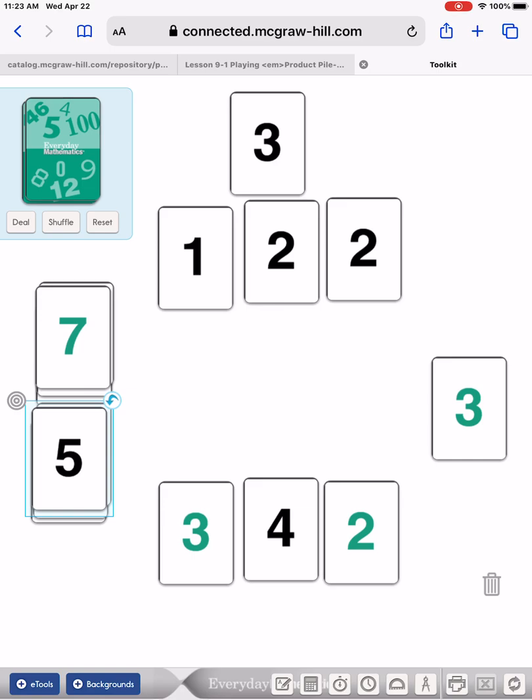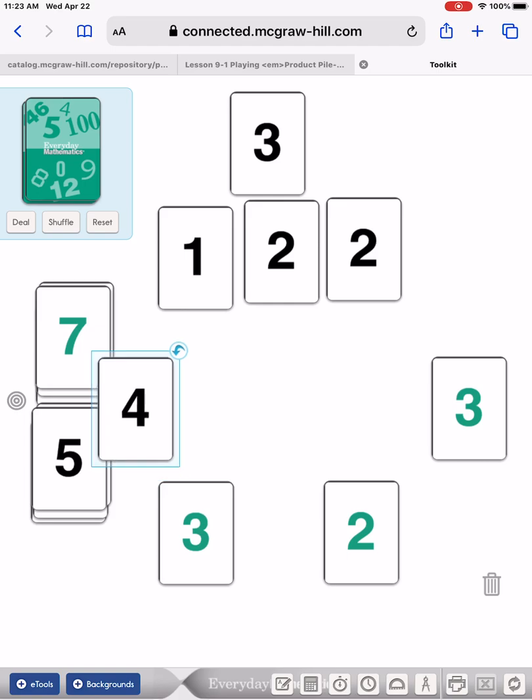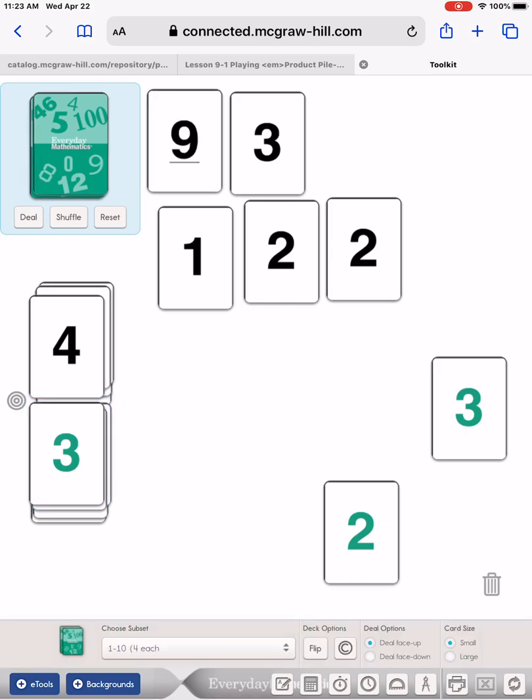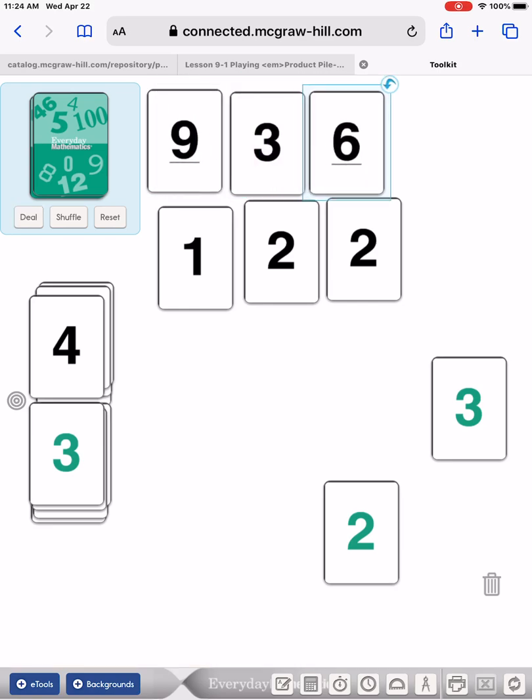Now, back to player 2's turn. Player 2 could say 4 times 3 is 12. Now, player 1 has to come up with 2 cards that when multiplied is greater than 12. It does not appear that player 1 has any cards that they can multiply to be greater than 12. So they're going to have to pick 2 more cards from the pile. So 2 more cards, that was lucky.